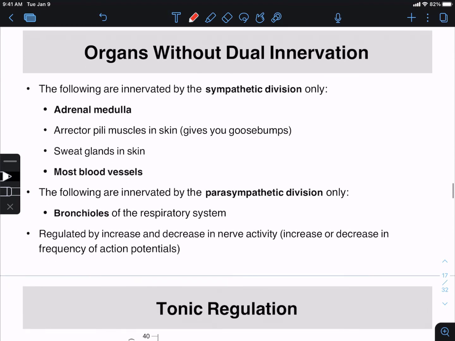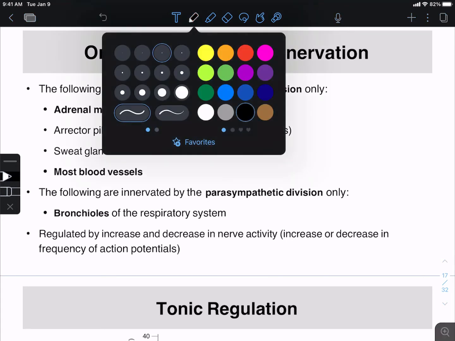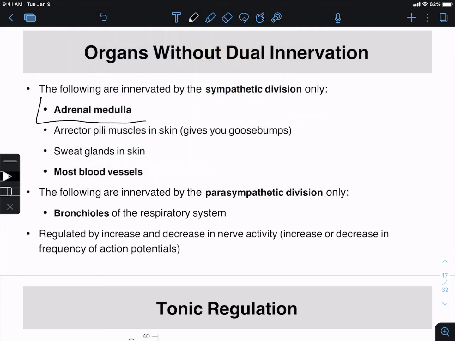And then, equally important, we have organs that are not controlled by dual innervation, in which case there is no antagonistic control. Instead, there's only one that is going to affect this. I've already mentioned this briefly, but I want to really drive this point home. One such organ is the adrenal medulla. If we look at the adrenal medulla, remember we have in my spinal cord my preganglionic neuron, and then instead of synapsing with a postganglionic neuron, it's synapsing with the adrenal medulla, specifically that inner region right here. And then that's going to cause the release of epinephrine into the bloodstream.